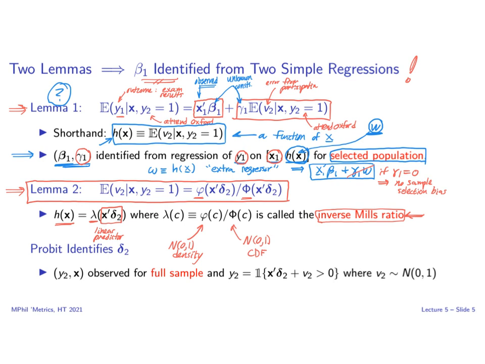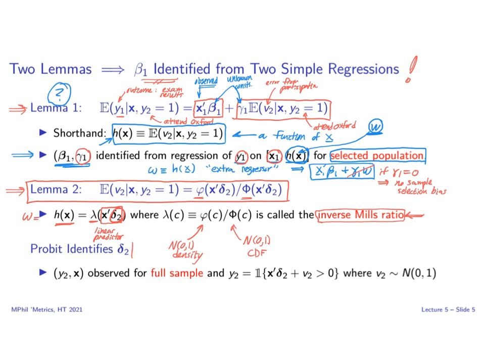So lemma 2 shows us how to construct the function h of x that we needed to know in order to run the regression I mentioned above under lemma 1. We just need to figure out the value of the parameter delta 2. As soon as we have this, then we know exactly how to calculate that additional regressor that I mentioned before, w. So how can we learn delta 2?